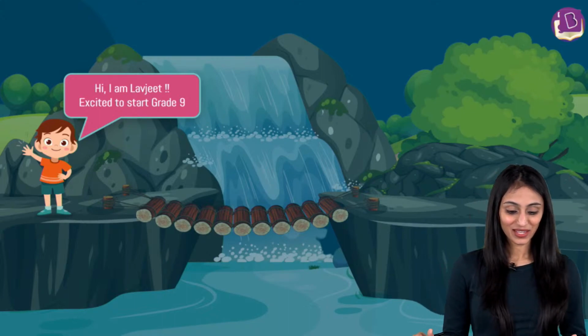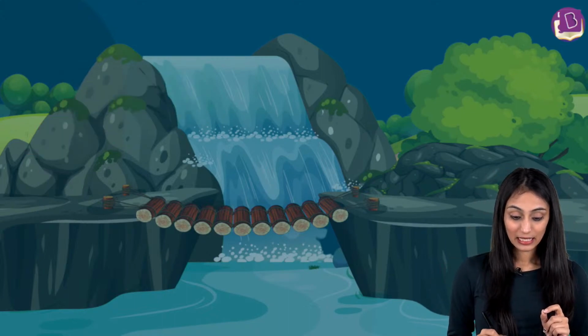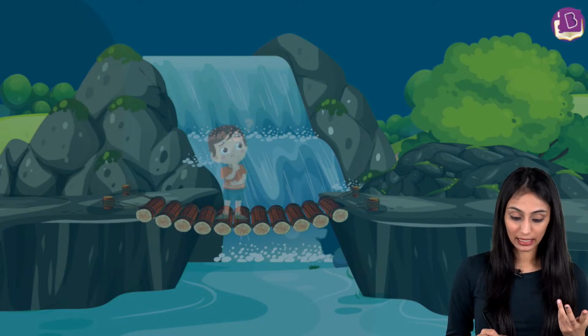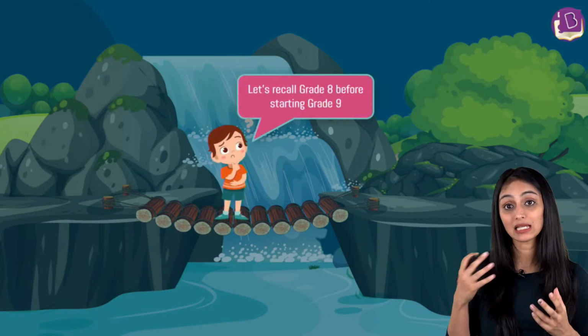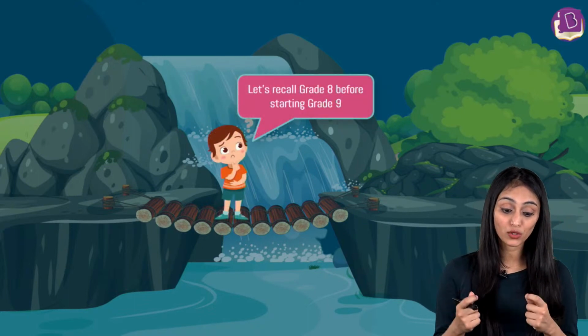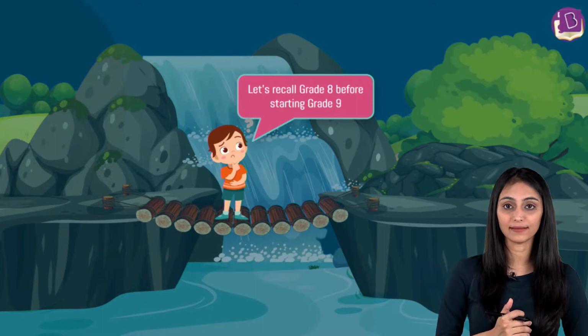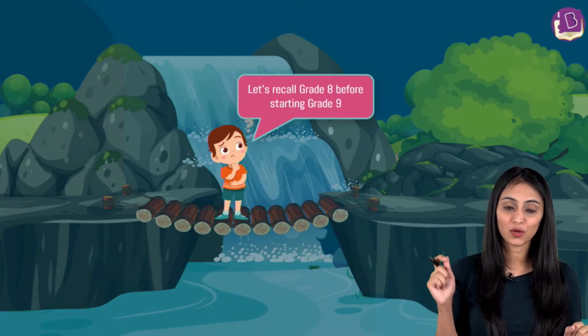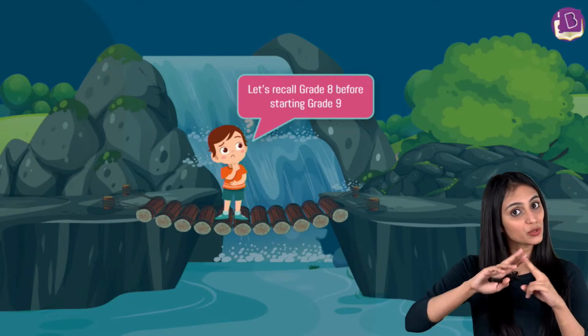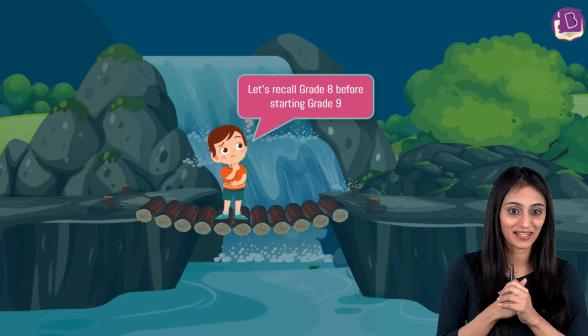Alright. So, now Lovejeet is a very smart kid. So basically before he starts with the concepts of grade 9, he wants to do a quick recall of grade 8, which I think is a smart thing, right? First we recall what we have learned in the previous grade, because these chapters are interlinked, right?